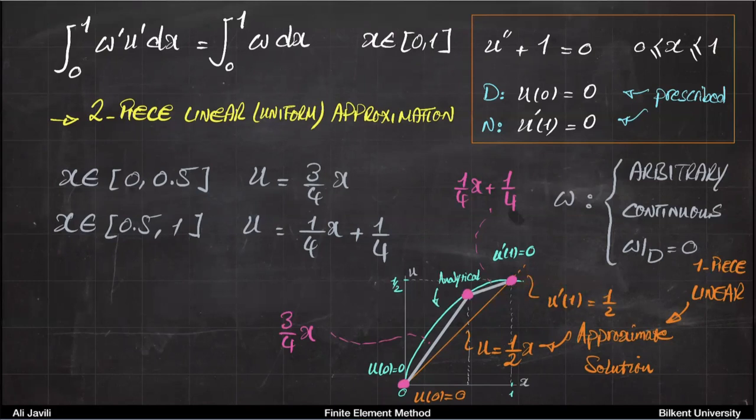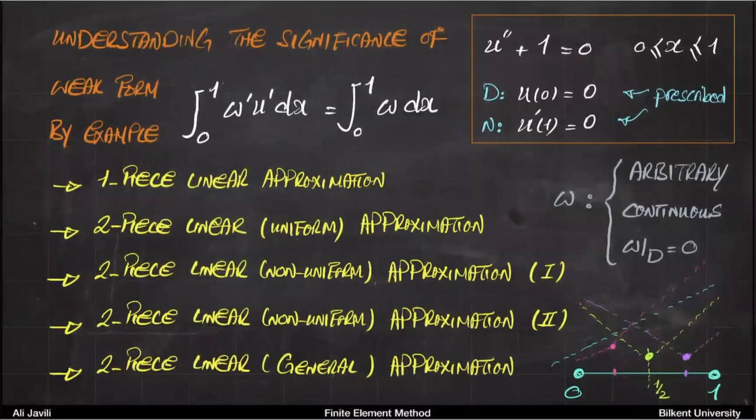All right. So this is the game that we played so far. We had one piece linear and two piece linear approximations, among many other tasks that we had to do. We did this before, that's a one piece linear approximation, and we just did this two piece linear uniform approximation. Uniform in the sense that the point was exactly in the center. What we want to do next is a two piece linear non-uniform approximation.